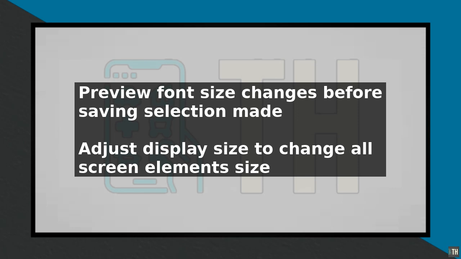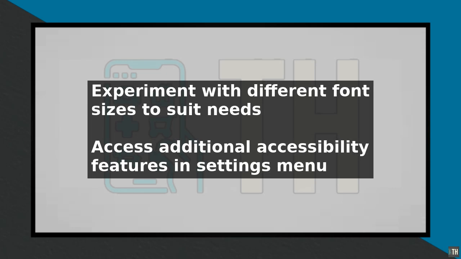It is also worth noting that some devices may offer additional accessibility features, such as high contrast mode or large text mode, which can be useful for users with visual impairments. These features can be found in the accessibility settings menu.